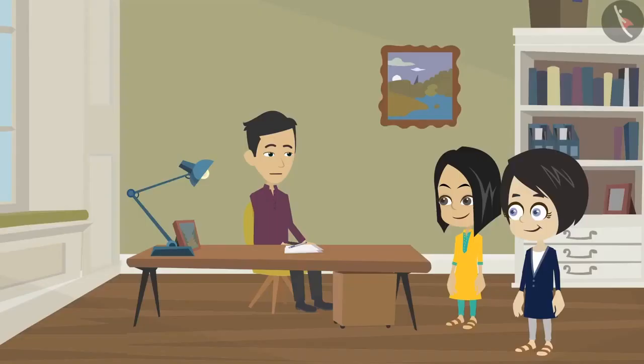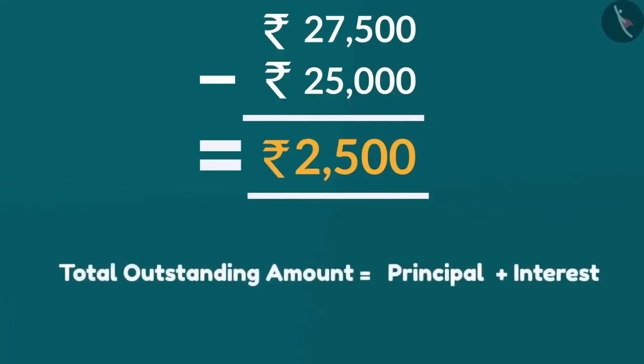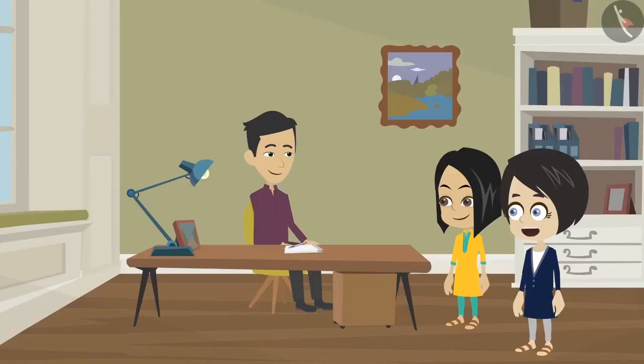₹27,500 - ₹25,000 = ₹2,500. That means the interest is only ₹2,500. Because total outstanding amount is principal plus interest. Okay, uncle. I was thinking that bank will take more amount than principal from us.